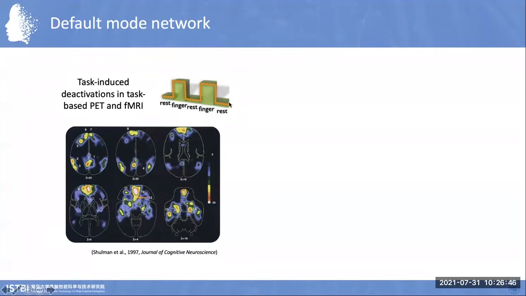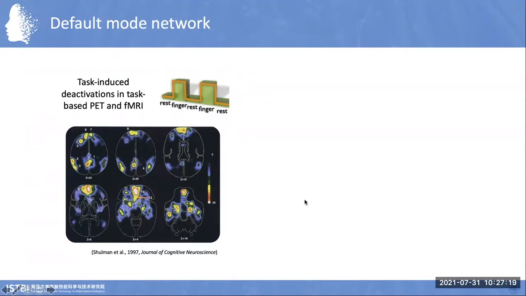But when they reversed the comparison, looking at what is more active in the rest period than in the active task period, they realized that there was a common selection of brain regions that showed greater activity during these rest periods. These encompass regions such as the ventromedial prefrontal cortex, the posterior parietal cortex, like the posterior cingulate cortex, the bilateral angular gyri, and a lot of the medial temporal lobe regions as well.